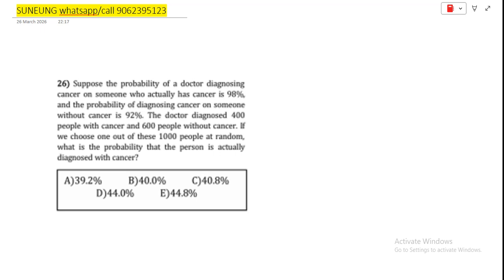Now look at this question. We have a doctor, some patients and a whole lot of confusion. So let's read this question first.